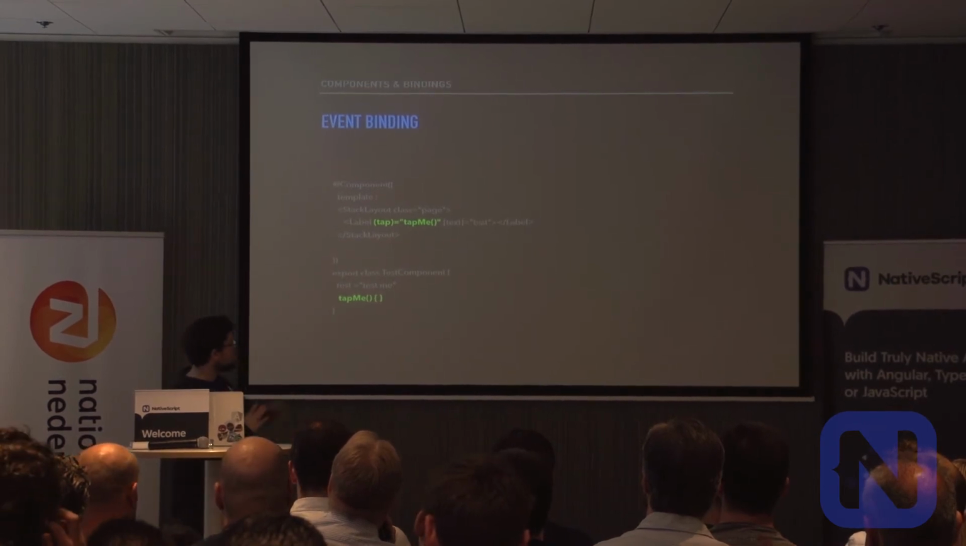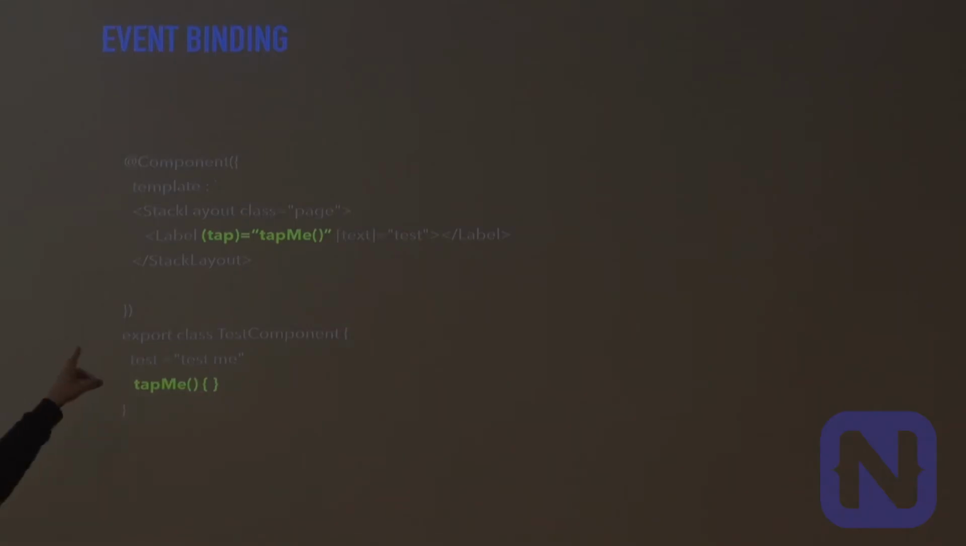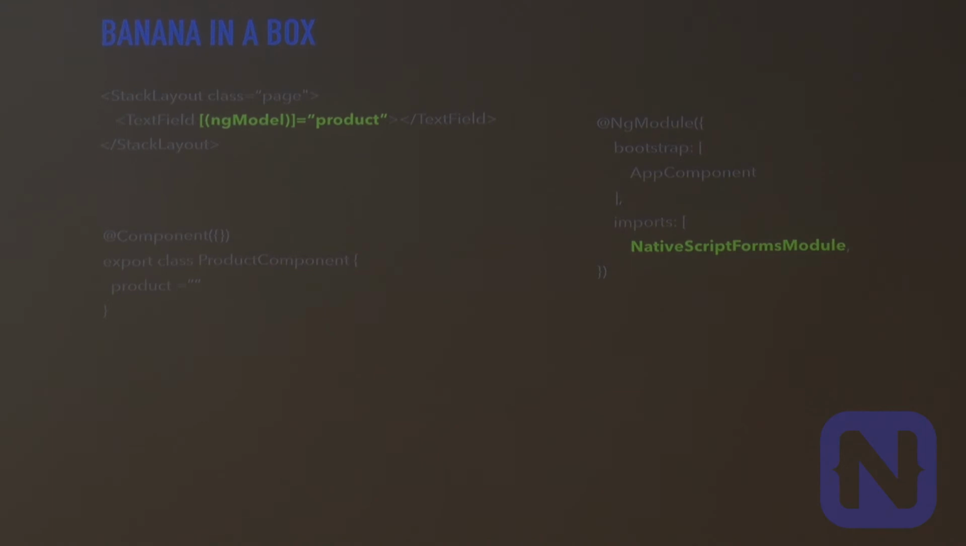So event binding is as simple as, instead of it being called click, it's called tap. That's the one thing you need to remember when you're dealing with buttons or anything clickable. So the tap event points to a method down here in the component class. That's pretty easy, right? This is reusing Angular skills that we already have. And of course the banana box, or Shy in a box.